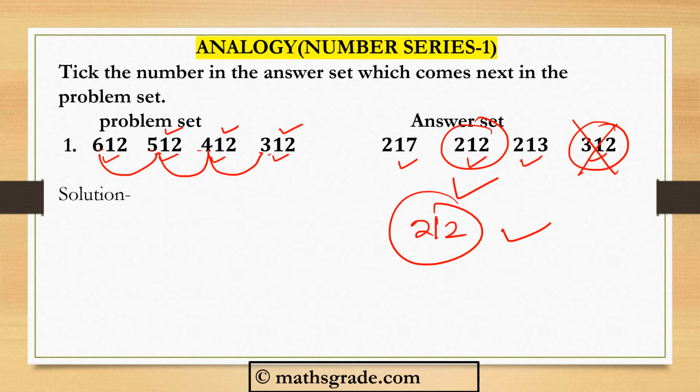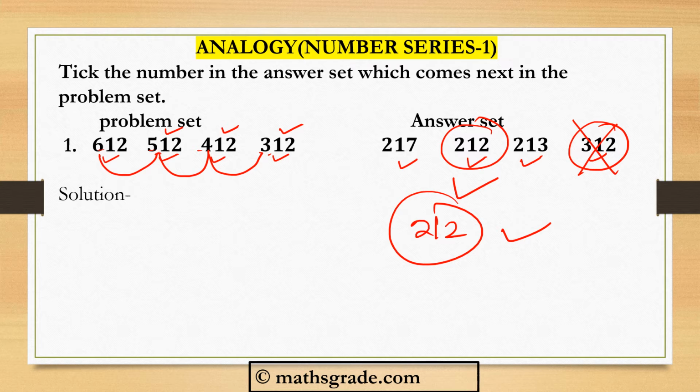After 312, the next number will be 212. The logic of this question is that we subtract 100 from the first number: 612 minus 100 is 512, 512 minus 100 is 412, 412 minus 100 is 312, and 312 minus 100 is 212.